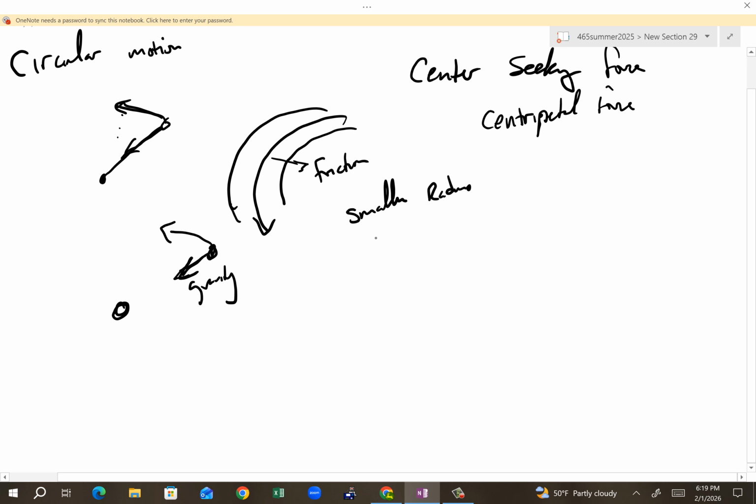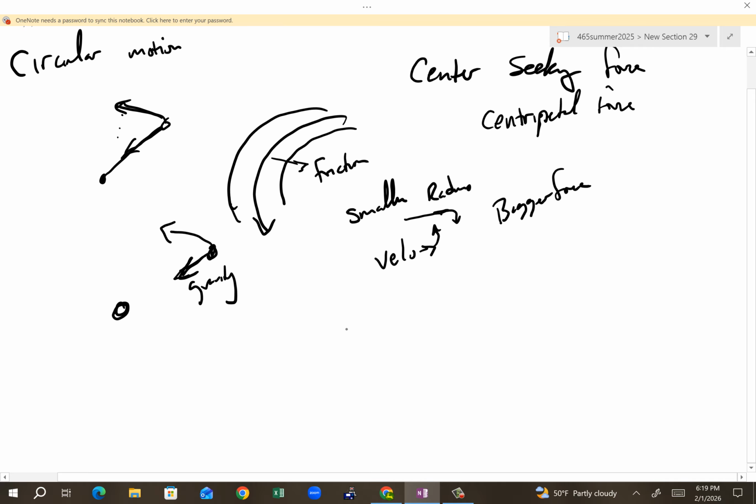Clearly, the force you experience is going to be harder the smaller the radius. As the radius gets smaller and velocity goes up, then as those two things happen, what ends up happening is you get a bigger force.